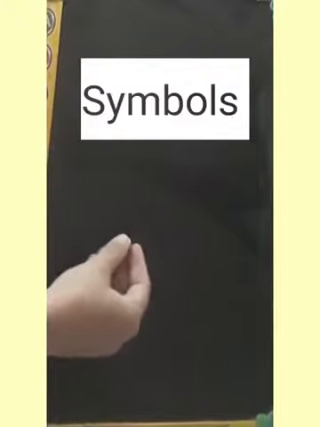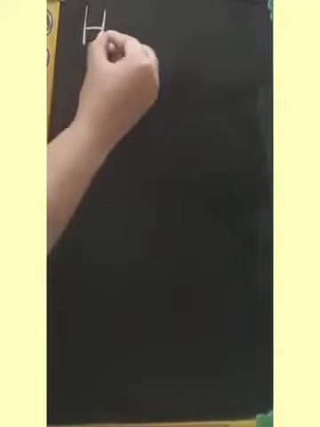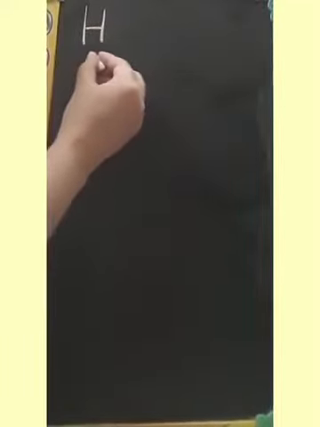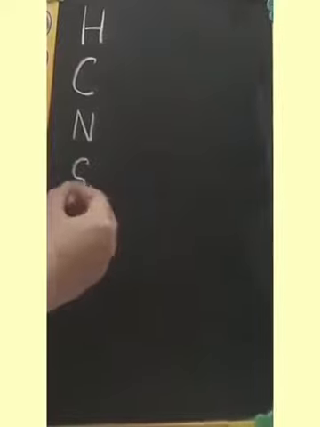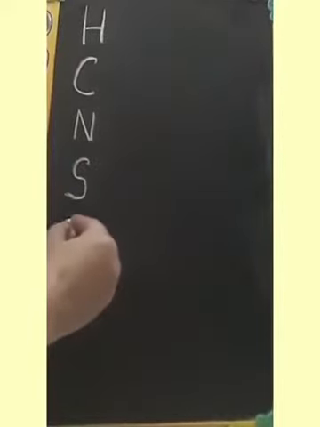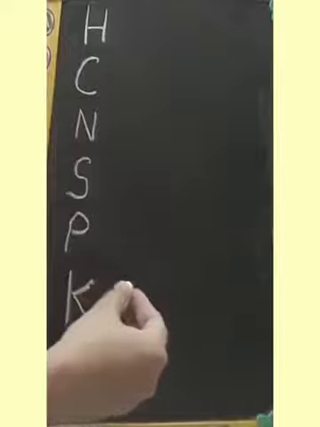So one among them is hydrogen. H is the symbol for hydrogen. We have carbon, nitrogen, sulfur, phosphorus, potassium. All these are required to be written in capital letters.